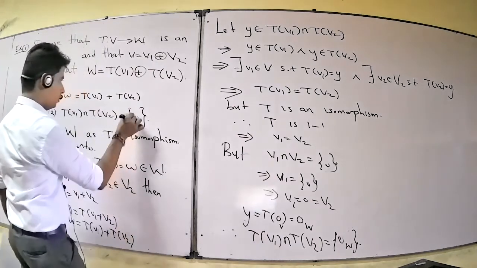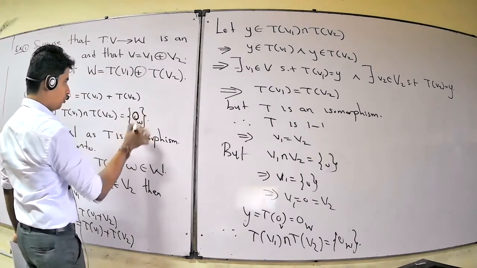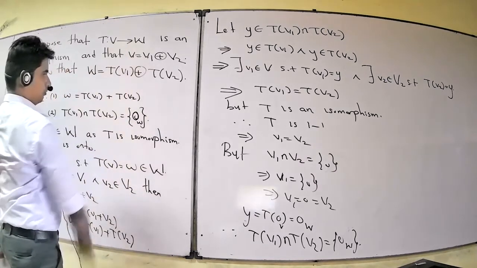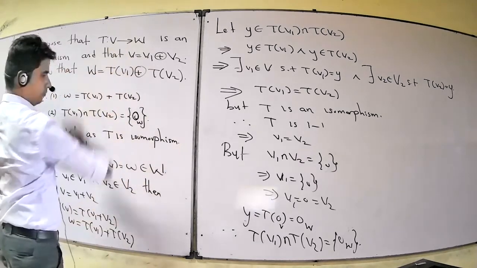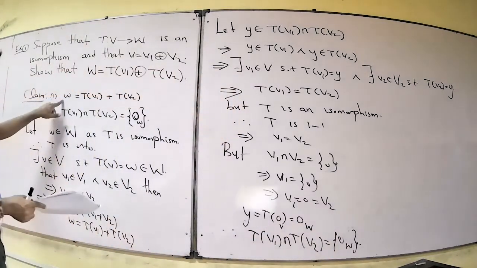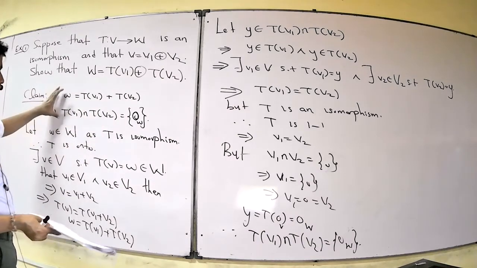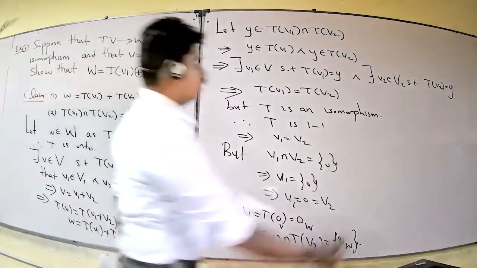This 0 is in W. You can identify this one: the 0 of V means here the 0 of W. Okay. Therefore the direct sum condition is also okay. First condition okay: W equals T of V1 plus T of V2. It is the direct sum condition. Both conditions are satisfied.